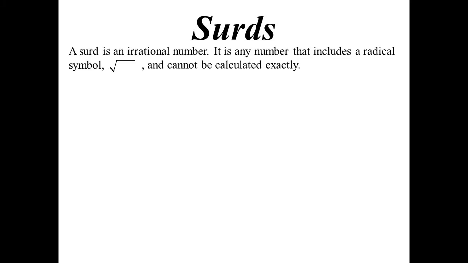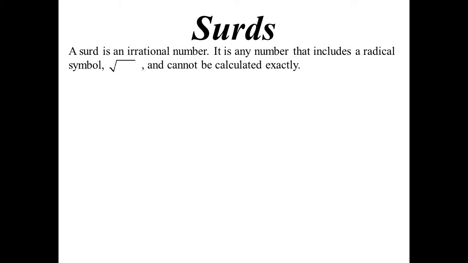Let's take a look at, well, probably the most common irrational numbers, or set of irrational numbers that we look at, that being surds. Now, a surd is basically any number that includes a radical symbol. So with surds, we always see the square roots, but cube roots are surds. Fourth roots are surds, fifth roots are surds. They're all surds. They just have the radical symbol. But, and here's the key thing, they cannot be calculated exactly.